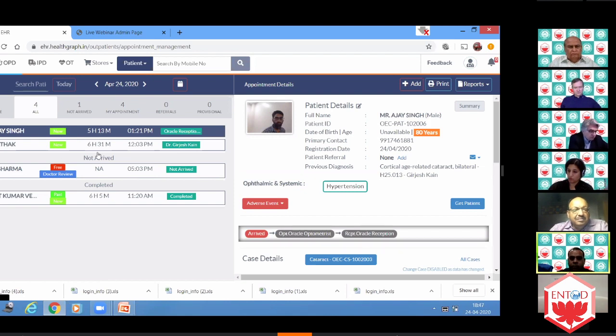Here is the patient waiting time, and this is the criteria whether it is a new patient, follow-up patient, doctor review, or paid or free. So we can easily identify whether the patient is free or paid. On this screen, the appointment detail and the patient photograph are there. We can put a patient ID for a surgical patient. And this is the name and this is the unique ID which is needed for NABH purposes. For every patient, we need a specific ID.